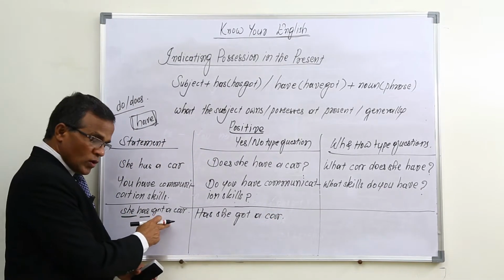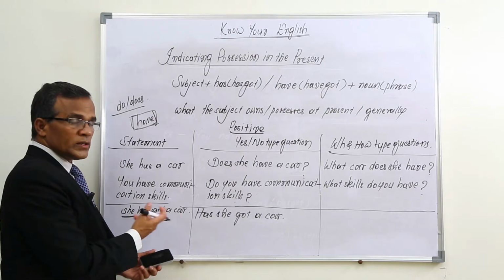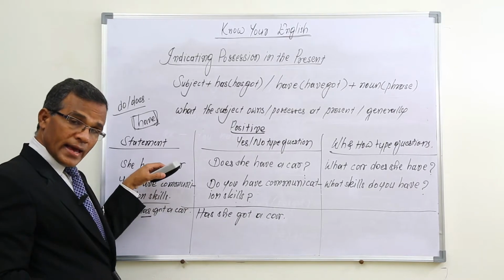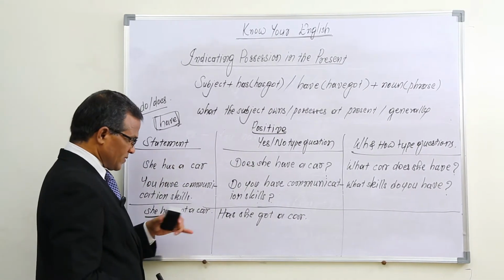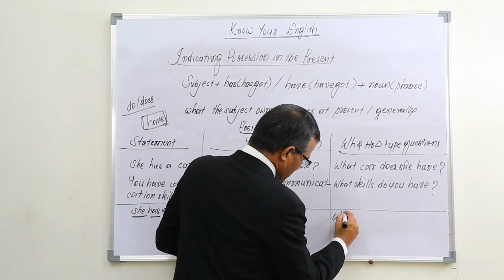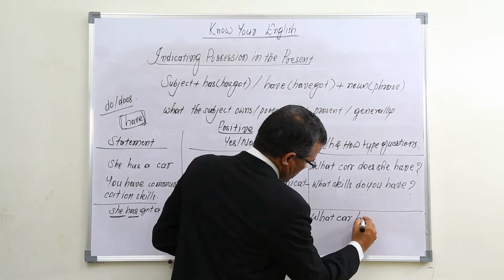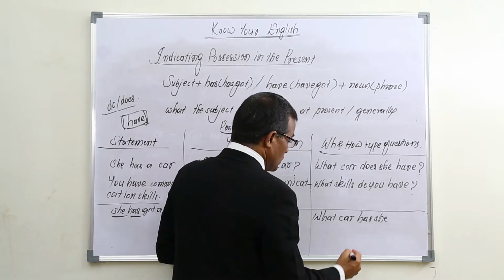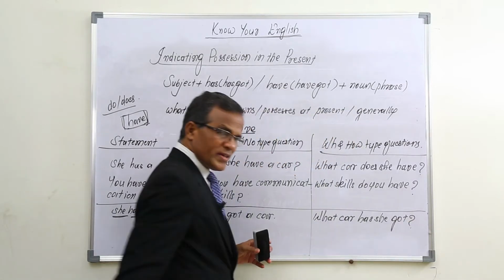When it is has got, simply we have to change the subject and has or have, so that we find the question. When we use has or have only, then we have to take do or does. So in the case of this, she has got a car, has she got a car, and what car has she got? What car has she got? Like this we put a question.